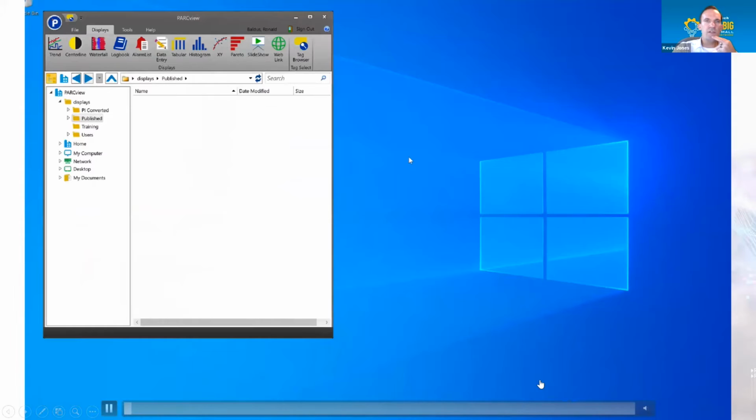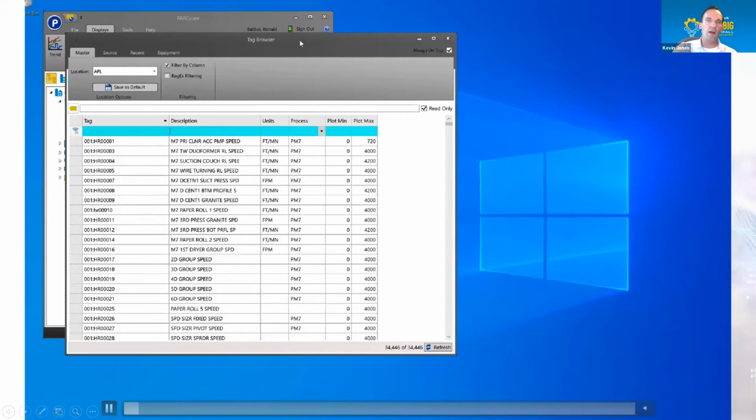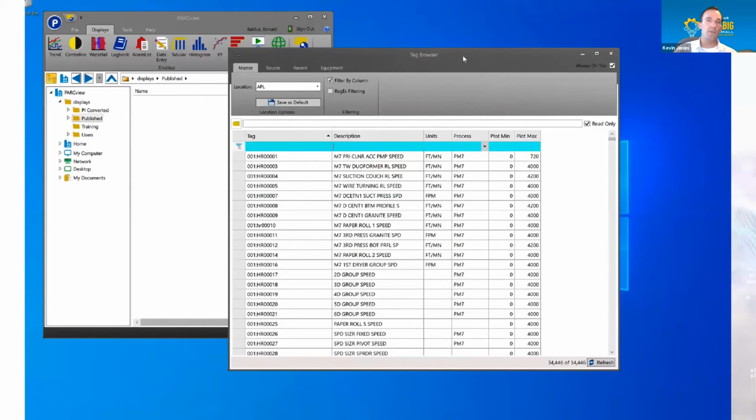So the first thing that he's going to do is he's got the Park View application open. He's going to go to our tag browser. So in this case, we are linked on top of an existing data historian. There's, if you roughly follow the mouse here, 35,000 tags in the historian that we're linked into.